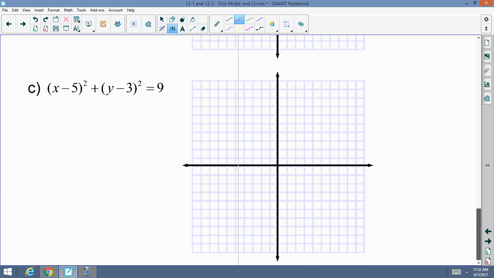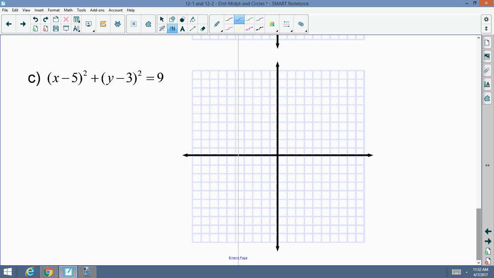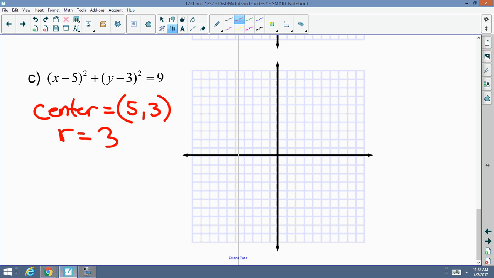Let's move on. What's my center here, brothers? Well done, kid. Well done. 5, 3. What's my radius? Excellent, guys. So I'm going to go 1, 2, 3, 4, 5. Up 1, 2, 3. That's my center. And then from my center, I'm going to go 3 up, 3 down, 3 left, 3 right. And that's my radius. And that is how you graph a circle.